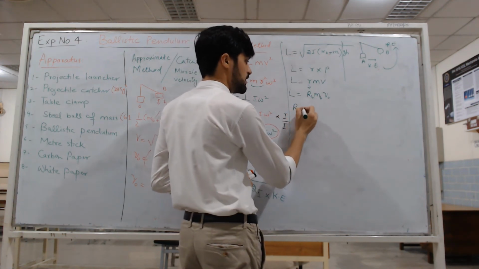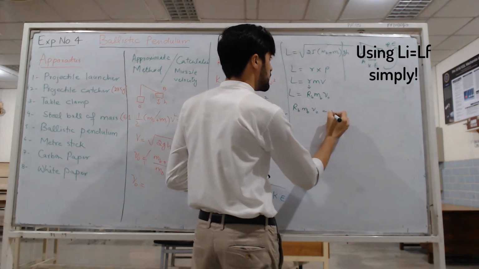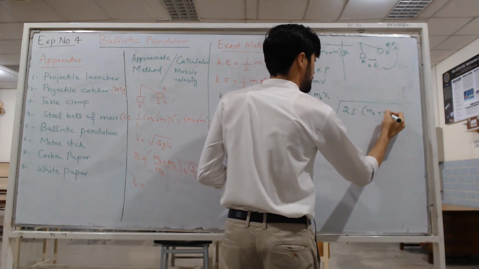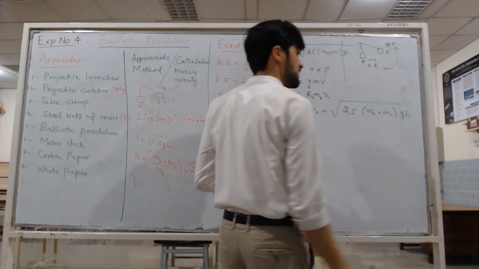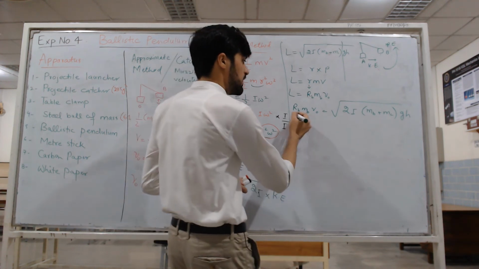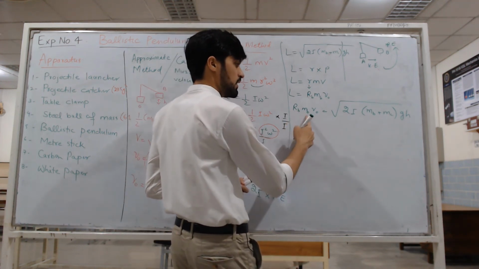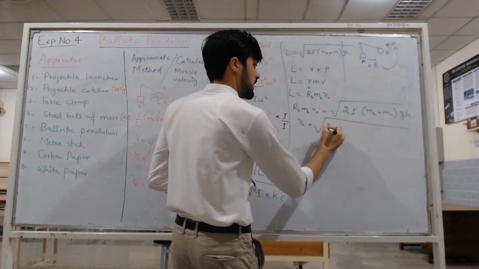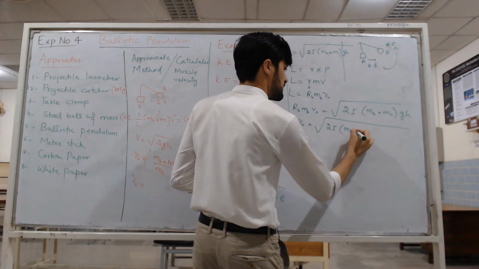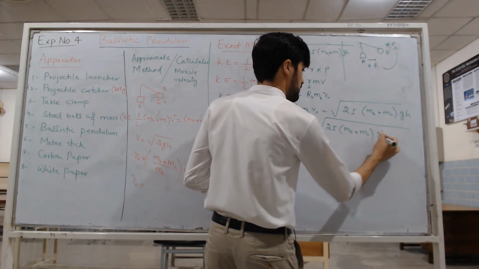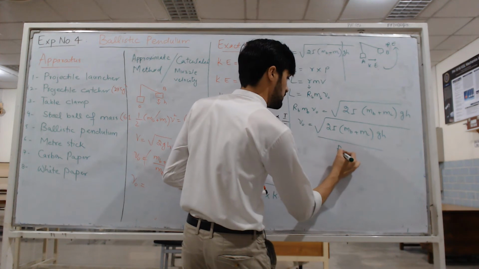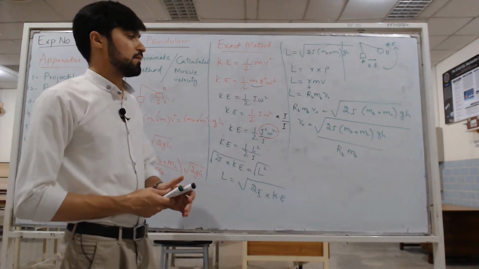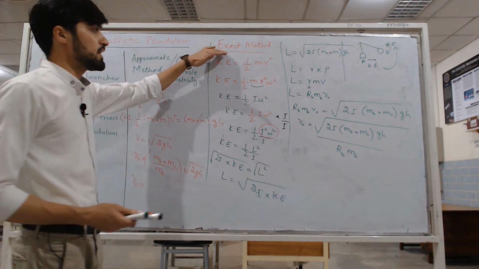We will get rb mb v naught is equal to under root 2I (mb plus mc) gh, and this h is the average value, keep in mind. Now divide both sides by rb mb. v naught is the muzzle velocity and this is the exact value, under root 2I (mb plus mc) gh divided by rb mb. So this is the exact value for the muzzle velocity. This is the exact method using this.